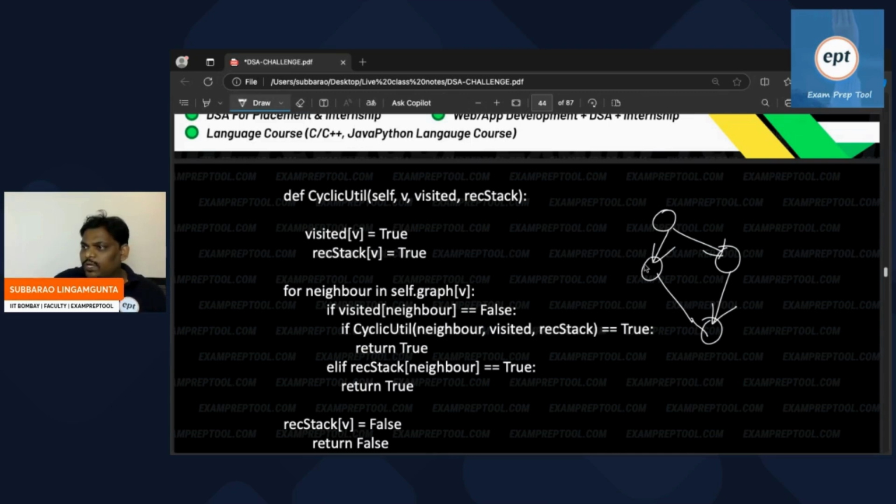Now you can see this. Is there any cycle here? Please verify. I will start from here: A, B, C, D. A, B, C, D. Please check, is there any cycle? I think there is no cycle. There is no cycle. Now see, if you want, you can verify.